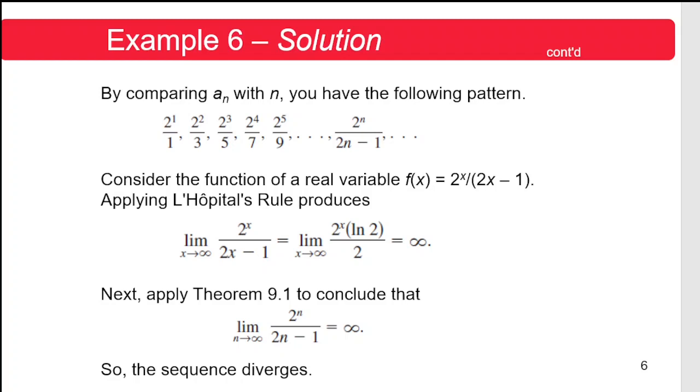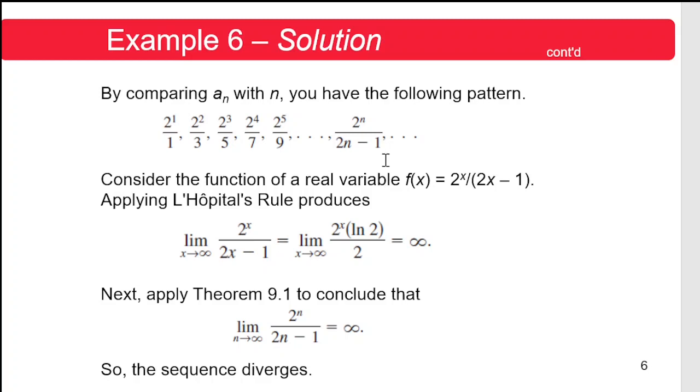in general form, this is 2 times n minus 1. If the value of n is 1, you have 2 to the 1 over 2 minus 1, or 2 over 1. If n is 2, then you have 2 squared over 2 times 2, which is 4, minus 1. So that's 3. So you have 2 squared over 3. If n is 3, then you have 2 cubed over 2 times 3, which is 6, minus 1. So you have 2 cubed over 5, and so on.